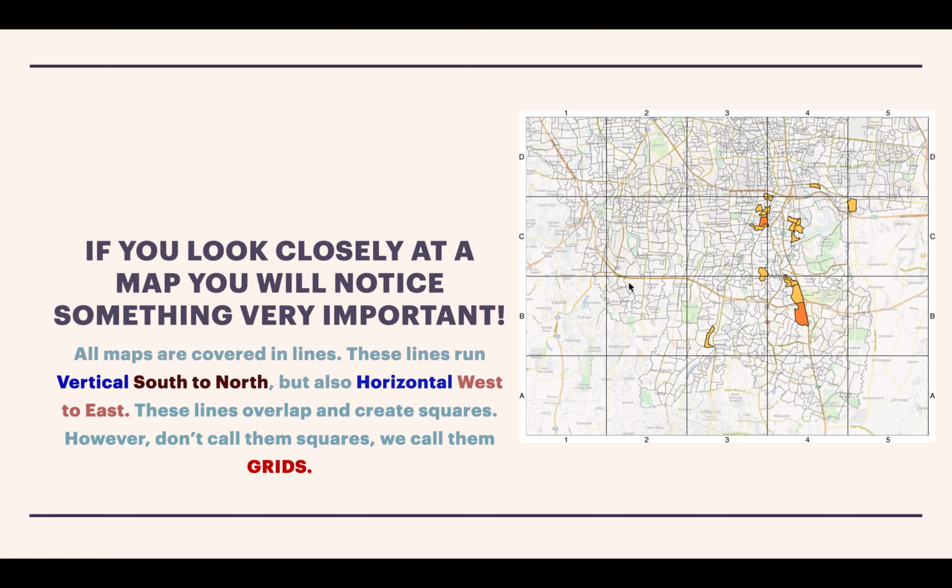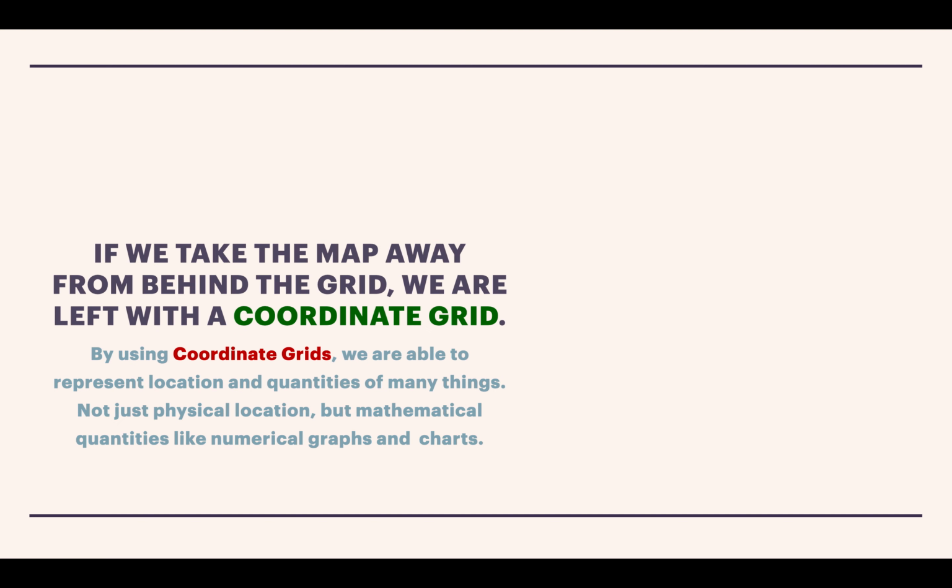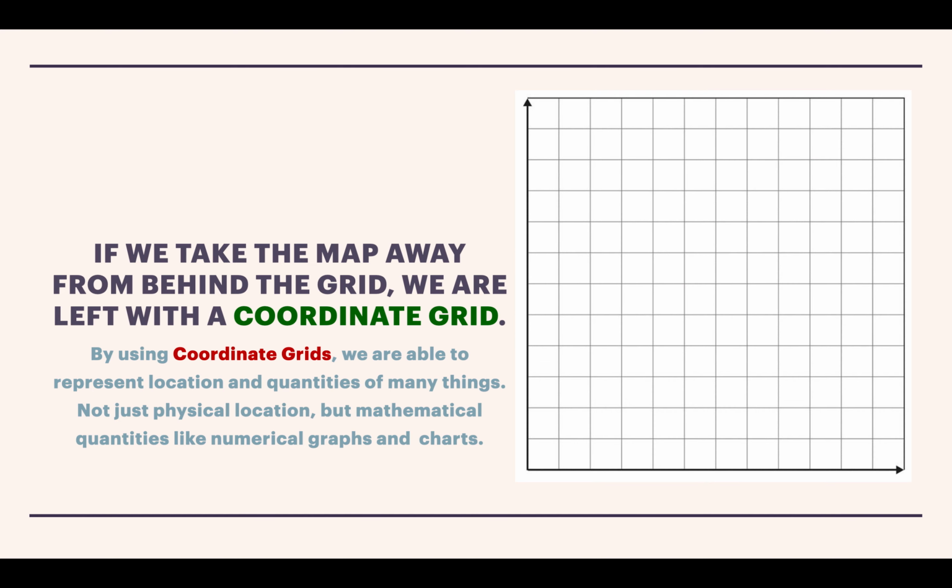All right, so let's move on to the next one. What I'm going to do now is take the map away, and when we take the map away, we're left with something like this. This we call a coordinate grid. This is the only information we actually need for now. When you take all the images of the map away, you're just left with the grids, the squares, the horizontal and the vertical lines.